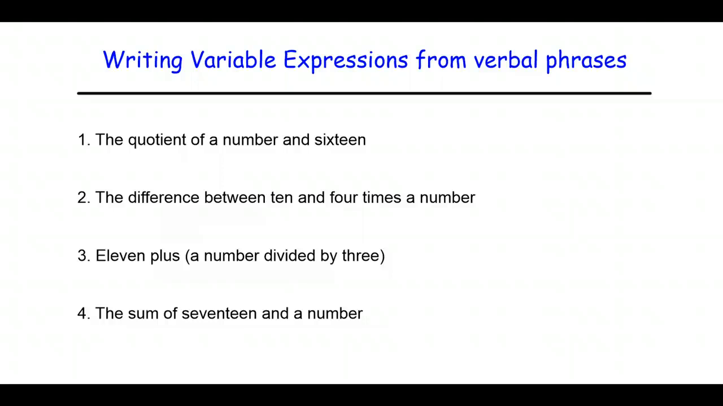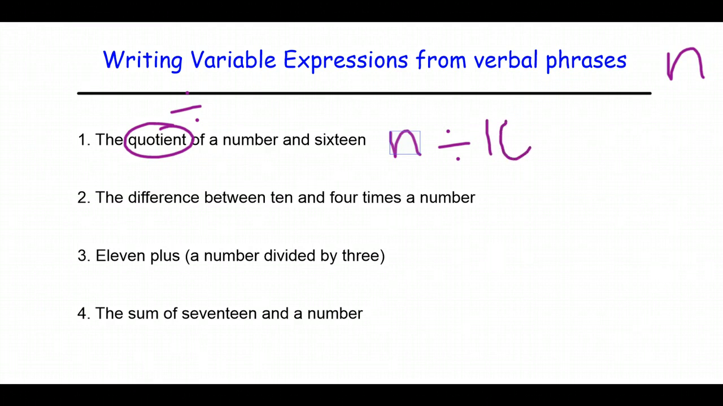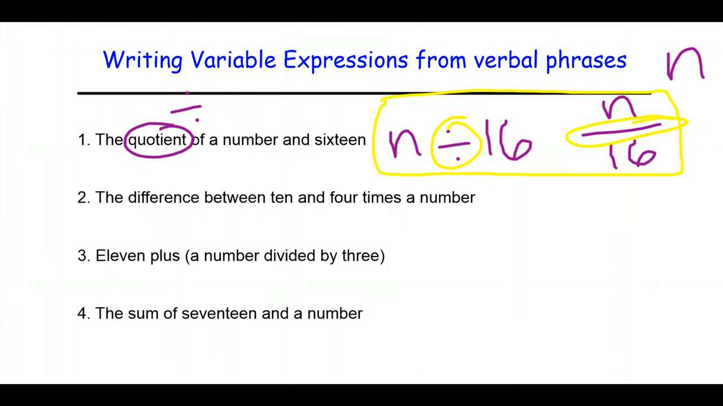So let's start up with number 1. I'm going to use a different variable this time. I'm going to use n, let's say, for number. So the quotient of a number and 16 for number 1. Now, quotient we know means division, so I'm going to write this 2 different ways. The quotient of a number and 16, which can also be the quotient of a number and 16, because as we know, division can be written either as a division sign or as a fraction bar. And we'll use both this year, so it's important to start being able to use both. So this is the answer that we want for number 1 in either of those forms.